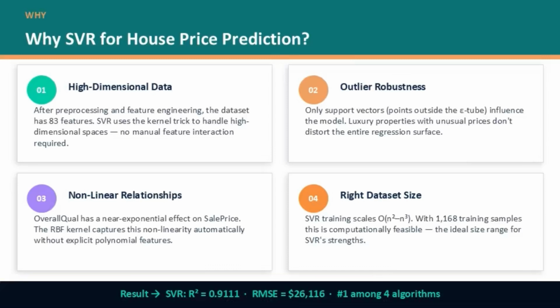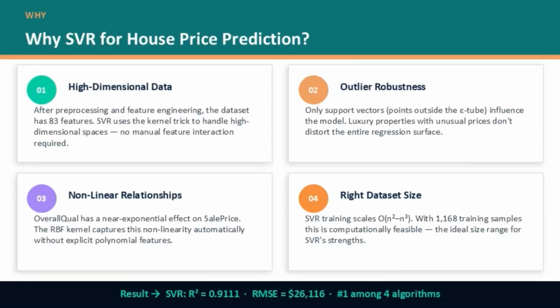SVR handles high-dimensional data effectively through the kernel trick, without requiring manual feature interaction. Second, SVR is robust to outliers. In a house price dataset, luxury properties with unusual prices can easily distort a model. But because only support vectors influence SVR, those extreme values don't affect the overall regression surface.